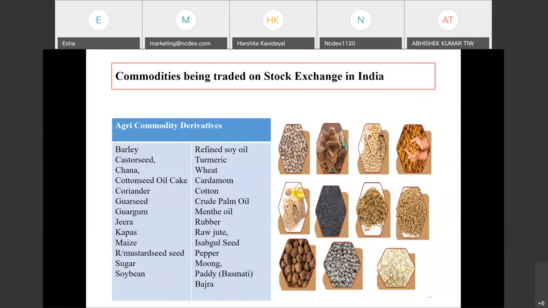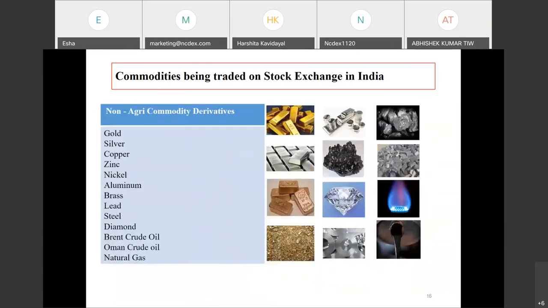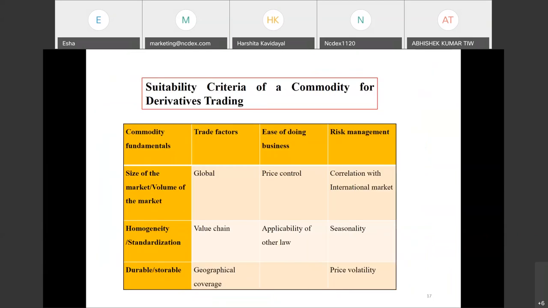These are the agri commodities. NCDEX has a lion's share in agri commodities. These are the non-agri commodities. MCX has a lion's share in non-agri commodities. Then, suitability criteria for futures trading.